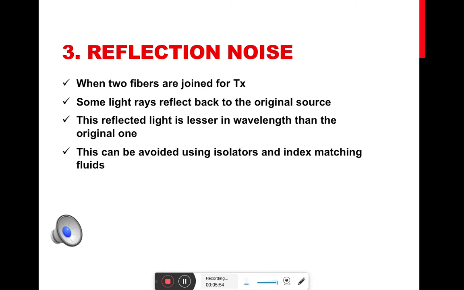The next noise is reflection noise. So when two fibers are joined for the transmitter, some light rays get reflected back to the optical source, and because of these reflected rays, there can be a noise. That noise is called reflection noise. The reflected rays will have a lesser wavelength than the outputted beam, and this can be avoided by using isolators and index matching fluids.